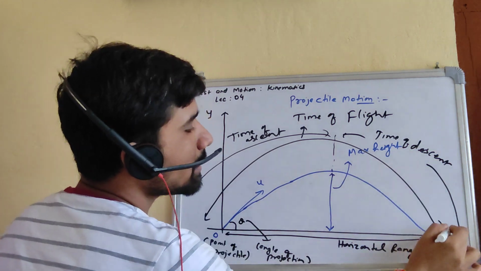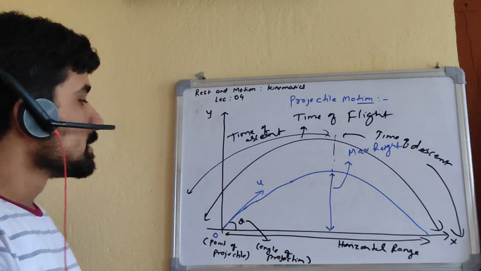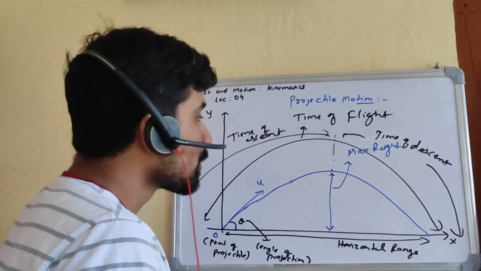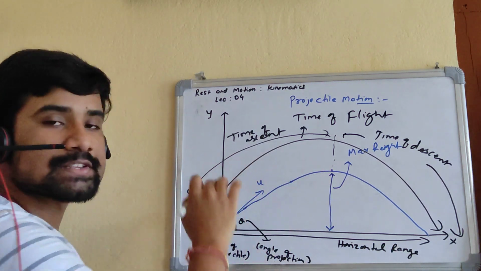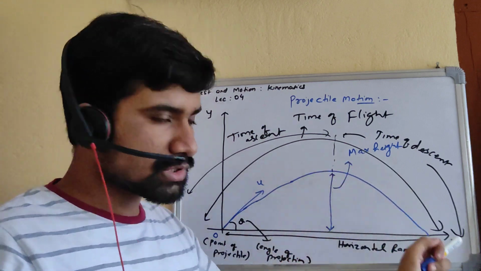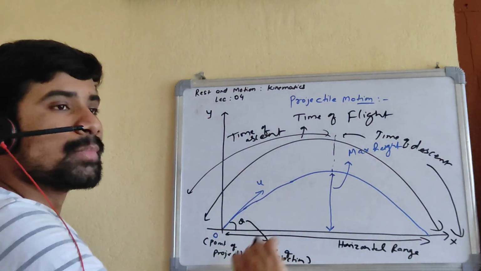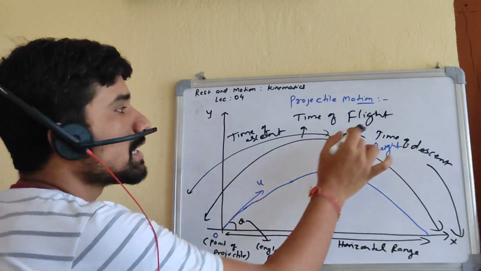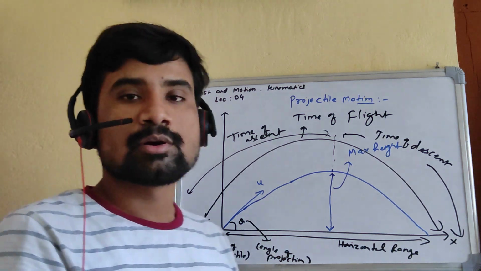We will see whether these are equal or not, but as of now, the time taken by the projectile to reach from the initial point of projection to maximum height is called time of ascent, and the time taken to reach from maximum height back to the surface of Earth is called time of descent, and the net time of this journey is called the time of flight. These are the terminologies used in projectile motion.